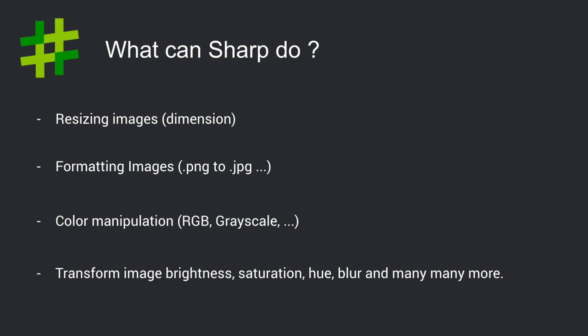So what can Sharp do? Sharp can do a lot of things out of the box. It helps us to resize images according to the dimension that we need, or format images from .png to .jpeg or any of the extensions out there. And it also helps in color manipulations like manipulating RGB values or grayscale, and it helps us to transform image brightness or add saturation, hue, blur, and many more out of the box.